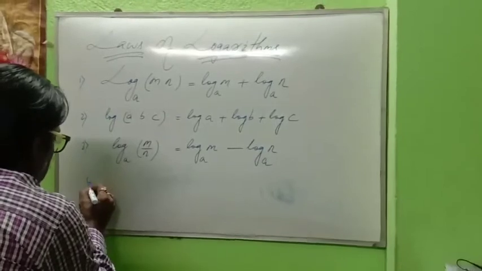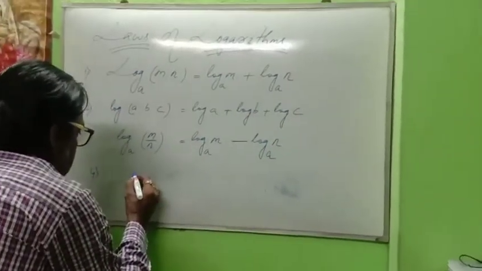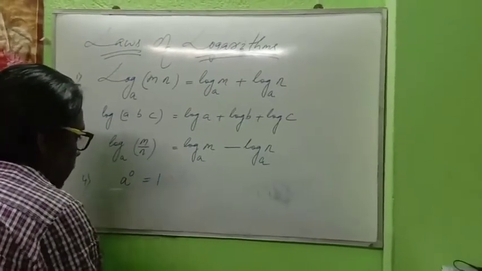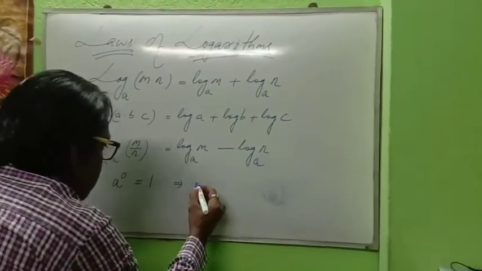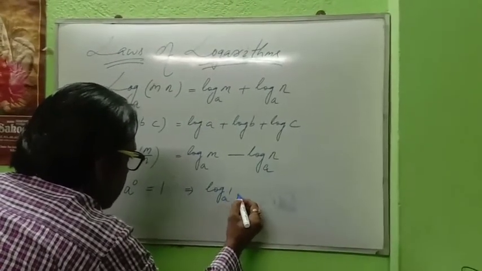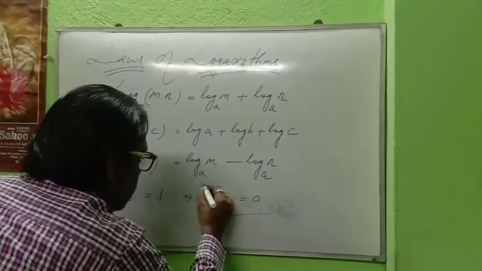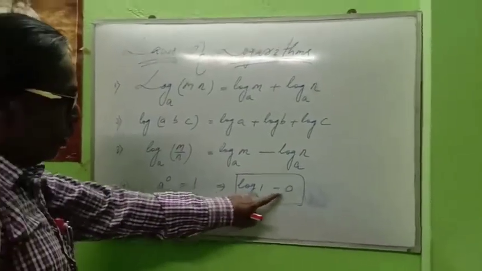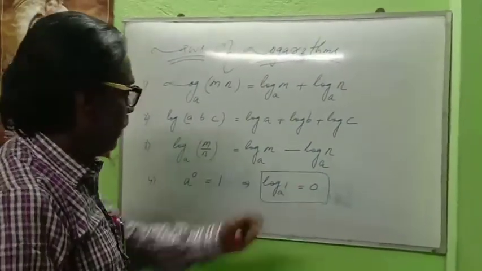Next, number 4. You know anything to the power 0 is equal to 1. If a to the power 0 is equal to 1, then this is exponential form. Then convert to logarithm form: log 1 base a is equal to how much? 0. Log 1, whatever the base may be, the answer is always 0.